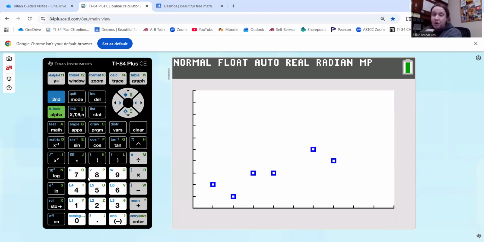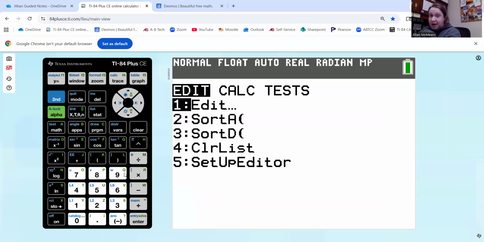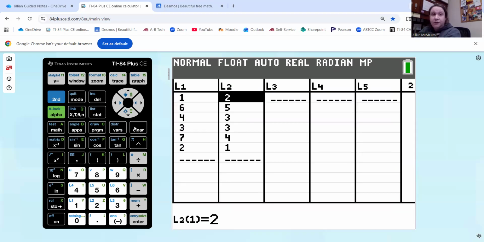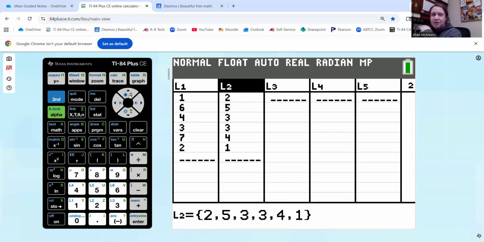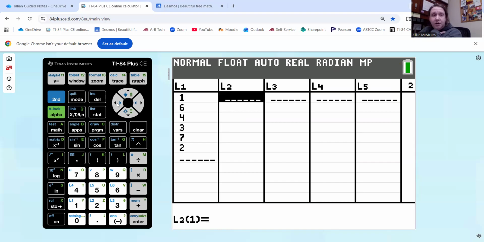Now for the second graph, I'm going to go back to stat. I'm going to go to the edit, and I'm going to clear out the old stuff, okay? I don't like to type over it. I like to just clear it out for me. So up, and then hit clear, and then up, hit clear. All right, now remember, you have to type the data sets in the order that they are in the table.